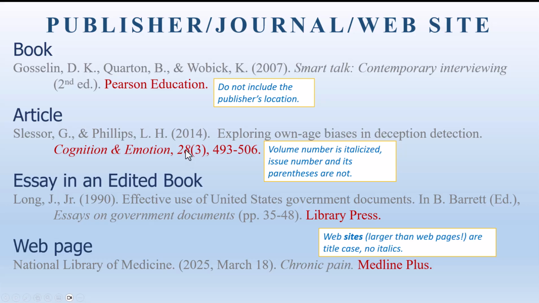Once you hit the end of the volume number, your italics stop. You then have inside parentheses the issue number of your journal. That's followed by a comma. Then you have the page range of where your article appeared in that journal, and you end all of that with a period.